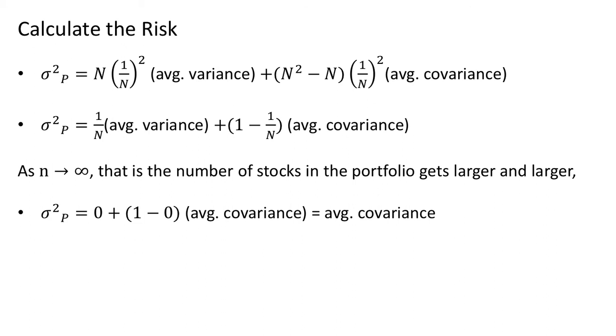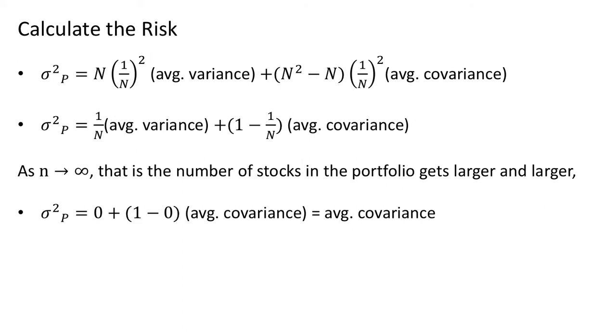Now, what if we had a portfolio with n stocks in it? N is just some finite number. It could be very large. It could be 100 stocks. It could be 50 stocks. It could be 150 stocks. N is some finite number of stocks. Well, the portfolio variance is now going to be n times 1 over n squared times the average variance of the stocks in the portfolio plus n squared minus n times 1 over n squared of the average covariance of the stocks in the portfolio.